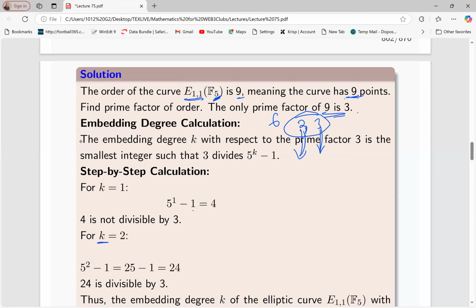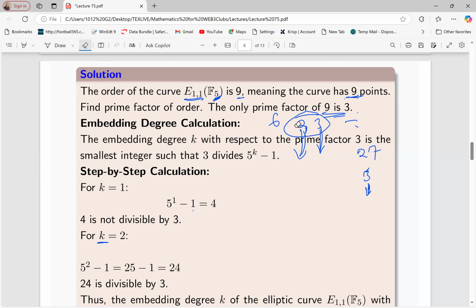And what about a number like 27? 27 has 3 only. So it will have 1 embedding degree. 3 is the only prime factor. So the number of embedding degrees will be equivalent to the number of prime factors the order has.